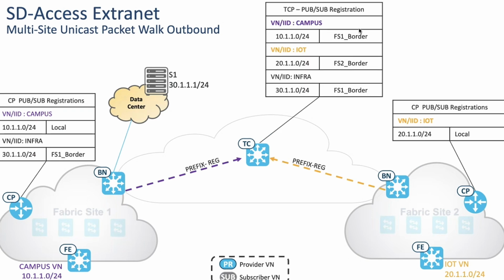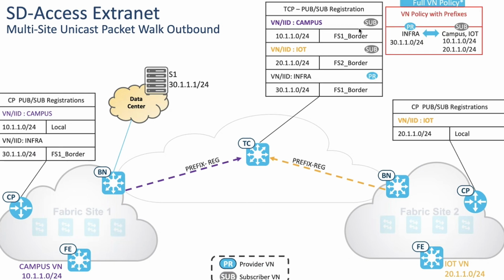So, wow, this is long. The transit control plane now, again, is going to take prefix registration information from each site. So you'll notice the purple prefix registration from site 1, the orangish prefix registration from site 2. That way, if the hosts want to talk, the transit control plane holds the knowledge of all of those sites. But what if I now have policies in the sites that say I want to leak, for example, or I want to have shared services, this extranet capability, from my infra VN to just the campus VN in this site and just the IoT VN in that site?